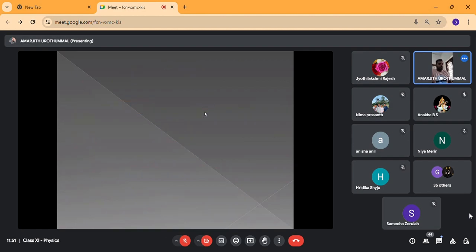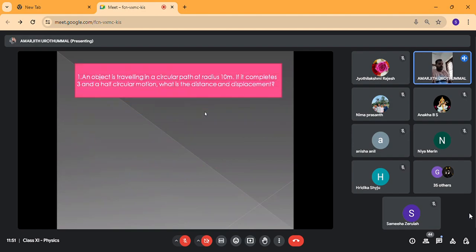Now, I want an answer for this question. Are you able to read it? An object is traveling in a circular path of radius 10 meter. If it completes 3.5 circular motions, what is the distance and displacement? I am giving you 2 minutes time. You have pen and paper? Better to try. Solve this and tell me the answer. What is the distance and displacement?